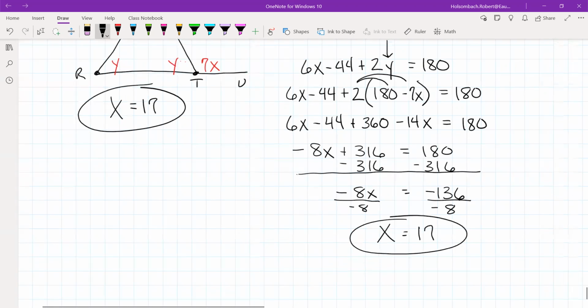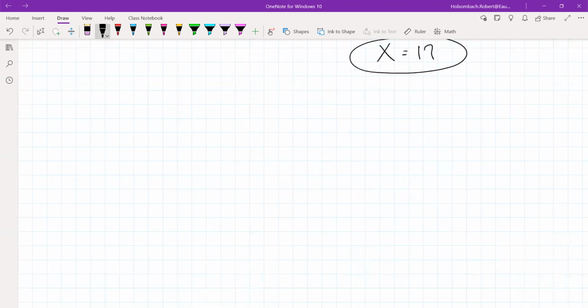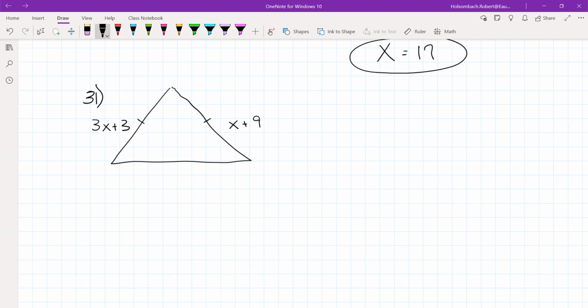Number 31. The legs of an isosceles triangle. So an isosceles triangle has two congruent sides. The congruent sides are the legs. They have lengths of 3x plus 3 and x plus 9. The base has a length of 3x minus 1. What is the length of the base?